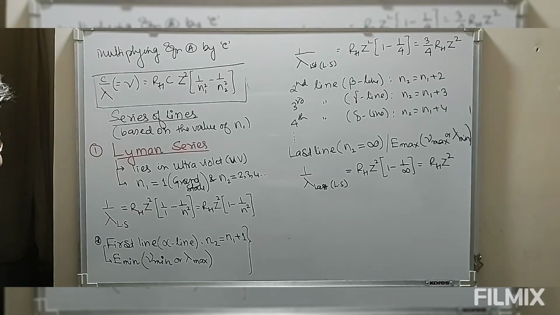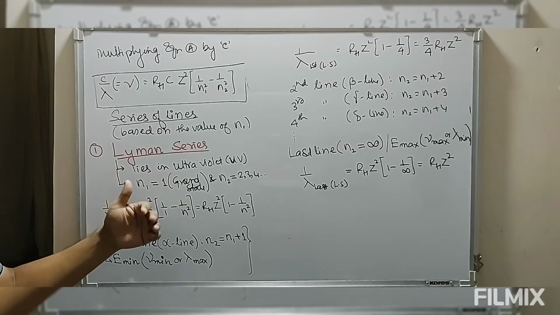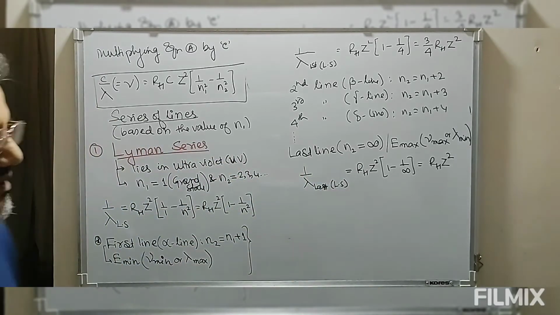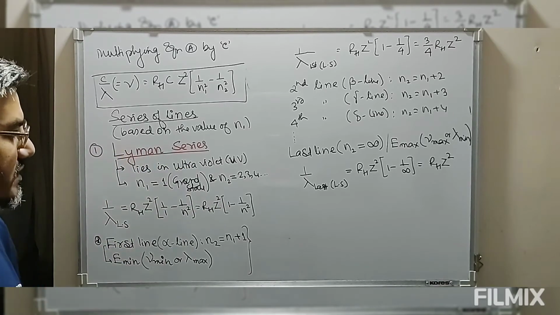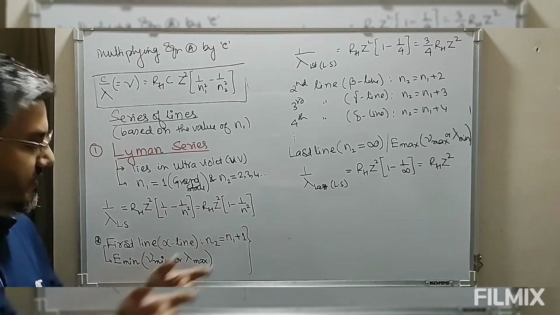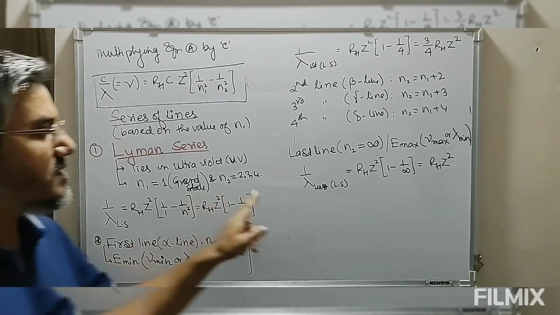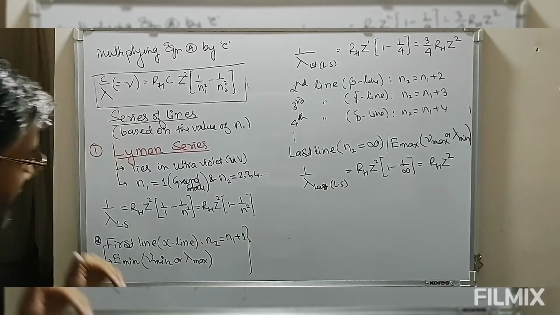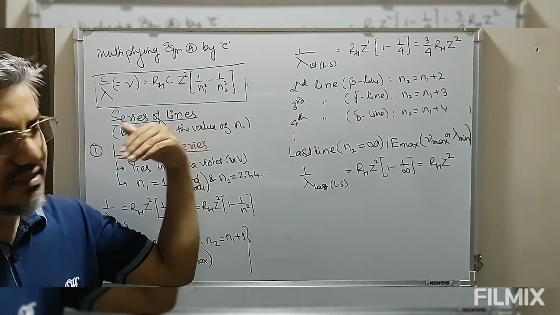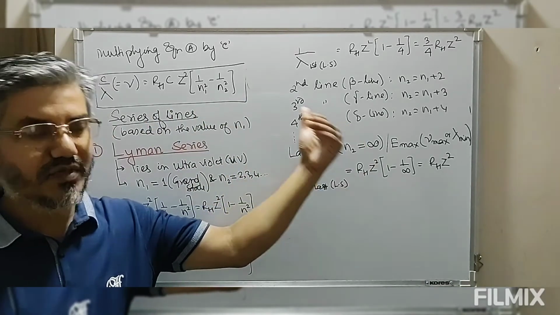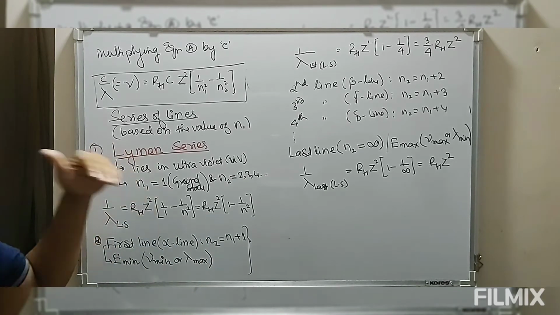Now look at this. Moving from first to second to third to fourth or to last, the energy of the transition increases. As the energy of the transition increases, obviously frequency will also increase. The first line is always the minimum, the last line is always the maximum. So moving from first to second to third, the energy of the transition increases. As the energy increases, frequency also increases, but the wavelength will decrease. So this is the Lyman series.